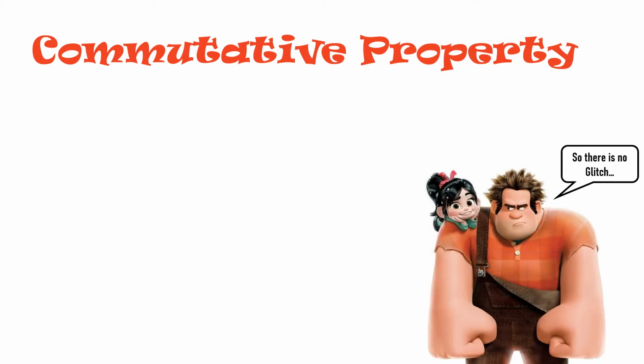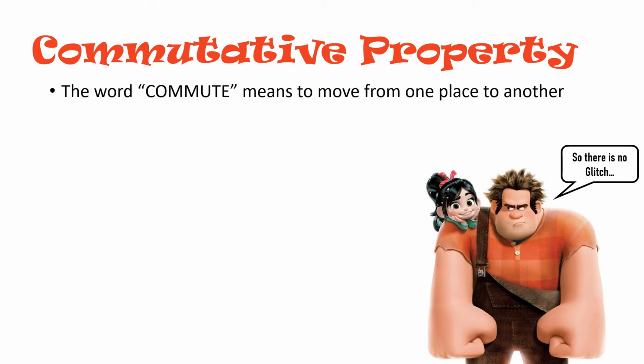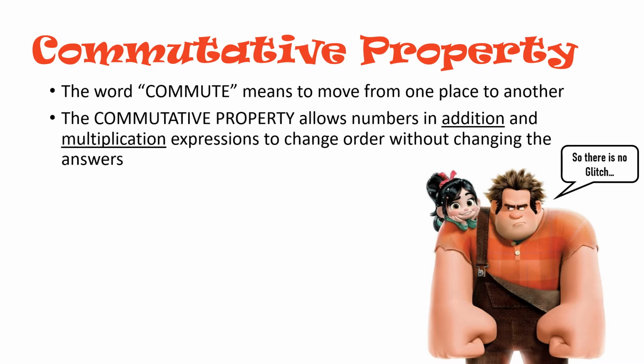Let's analyze what the commutative property actually means. The word commute means to move from one place to another. You may have heard that term when your parents talk about driving to work. Maybe they commute to their job. That means they drive somewhere and then come back. When we talk about math, the word commutative also talks about moving because the commutative property allows numbers in both addition and multiplication expressions to change their order without changing their answers.